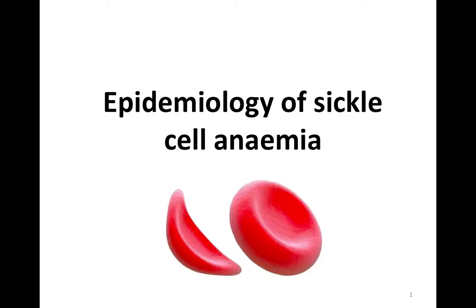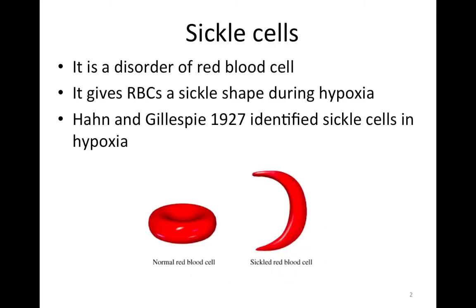Friends, I'm going to talk about the epidemiology of sickle cell anemia. Sickle cell anemia is a disorder related to the blood cells. It gives a sickle shape to the RBCs during hypoxia. That means during less oxygenated conditions, you can see the formation of the sickle cells. Han and Gillespie in 1927 identified the sickle cells in hypoxic condition.